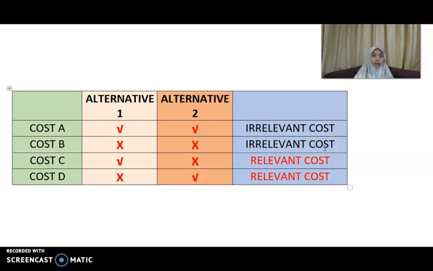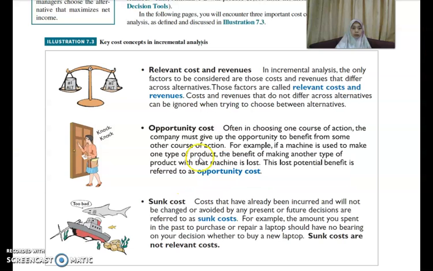Or if you are talking about the revenue, that will be irrelevant revenue. But if the cost differs, meaning you have to incur it here and do not have to incur it there, or the other way around, then that becomes a relevant cost. So what is relevant cost? Those costs and revenues that differ across alternatives.